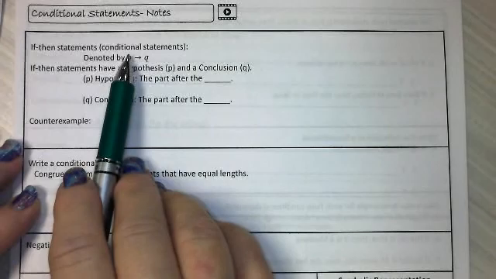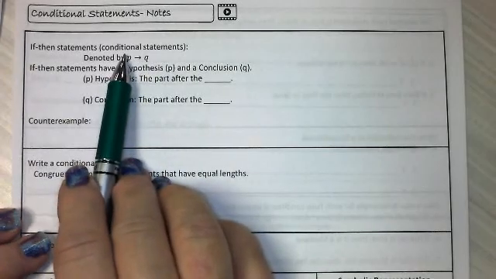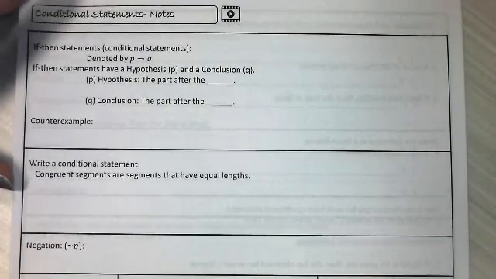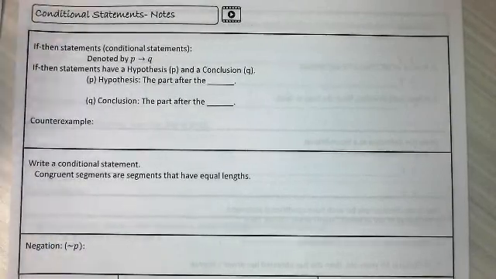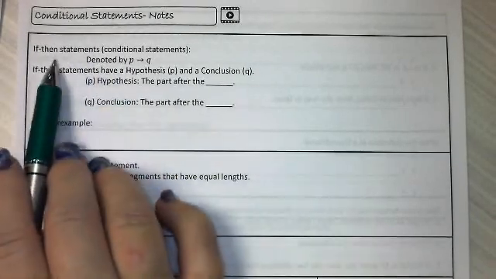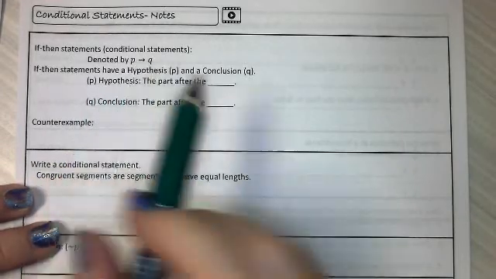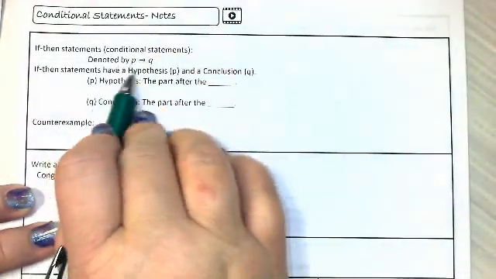Conditional statements, you have all experienced some sort of conditional statement in your life. It's an if-then statement. So maybe your parents said, if you get good grades, then you will get ice cream. Or if you don't get good grades, then you'll get your game taken away. So if-then statements are denoted by P implies Q. That's what this symbol means.